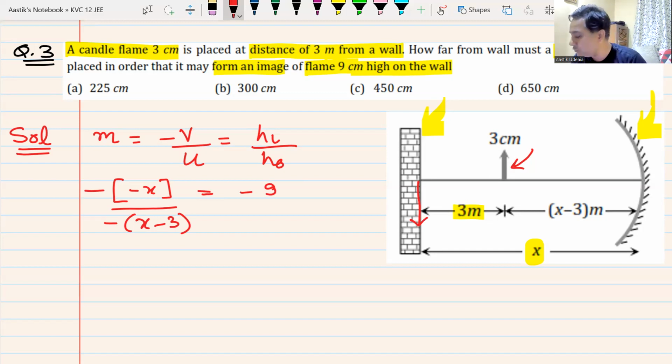Okay, what about you? What about HO? Height of the object. 3. Plus or minus? Plus. Please write plus then. The only unknown in this entire equation, my dear friends, is the value of x. I am not going to solve it any further. I know you can do this. Tell me the value of x.